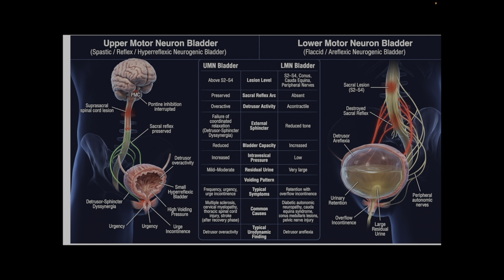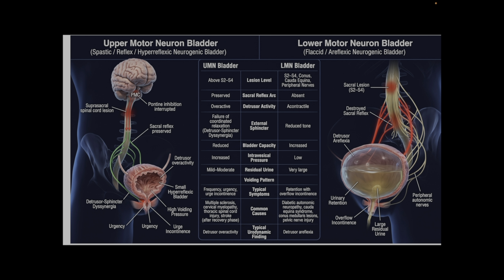In contrast, in the LMN bladder, the lesion involves S2 to S4 or peripheral nerves. The sacral reflex is absent and the detrusor is acontractile. Bladder capacity is increased, intravesical pressure is low, and residual urine is markedly elevated. Patients present with urinary retention and overflow incontinence.